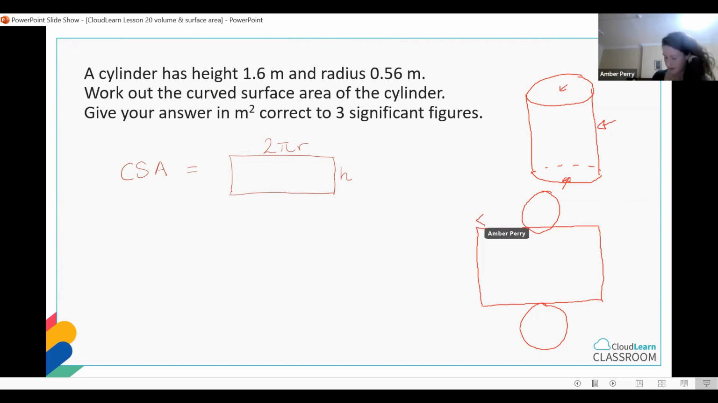The length of this rectangle is going to be equal to the circumference of the circle. So we need to remember, how do we find the circumference of a circle? The circumference of a circle is equal to 2 pi r. So the curved surface area of a cylinder is equal to 2 pi r multiplied by the height of that cylinder. So it's equal to 2 pi r h.